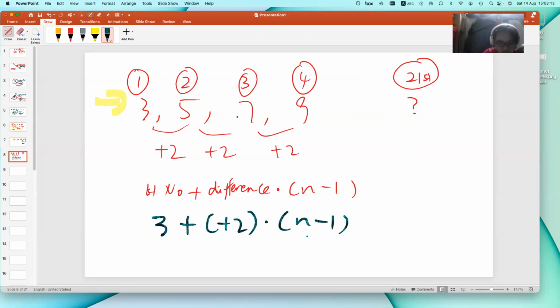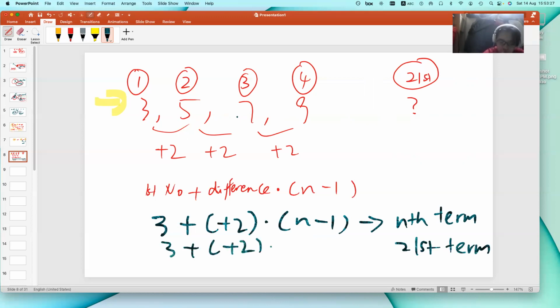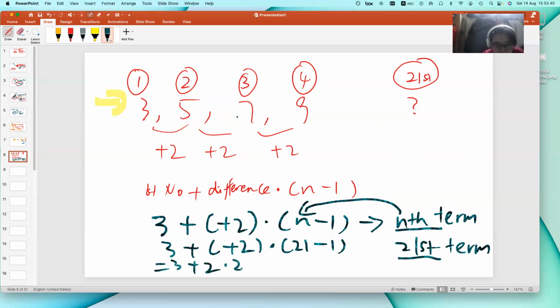So now this is the nth term. Right? Then now I ask, what's the 21st term? What you're going to do? So this is the nth term, right? So the 21, you put the 21 inside. So what's the answer? 3 plus 2 times 20. So the answer is 43. So 43 is the answer.